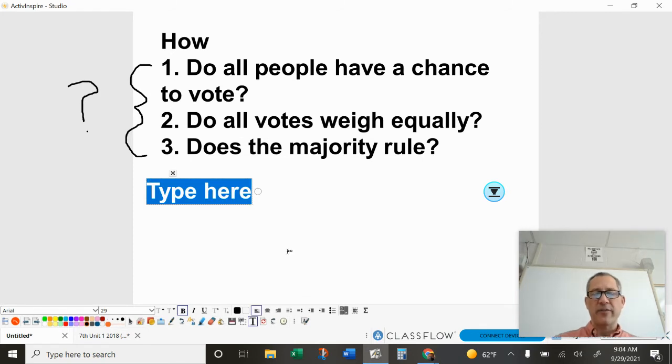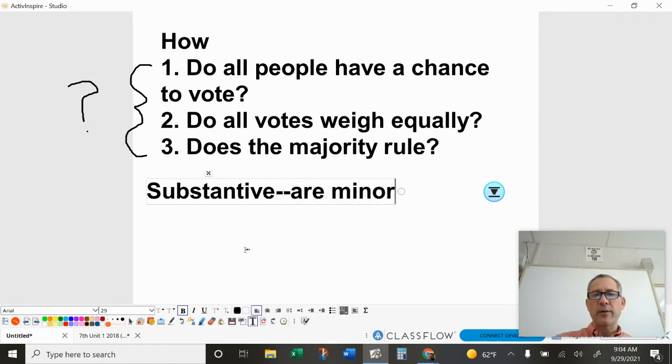So the other definition of democracy is substantive, which sounds like substance, which says in a democracy, are minority rights protected?